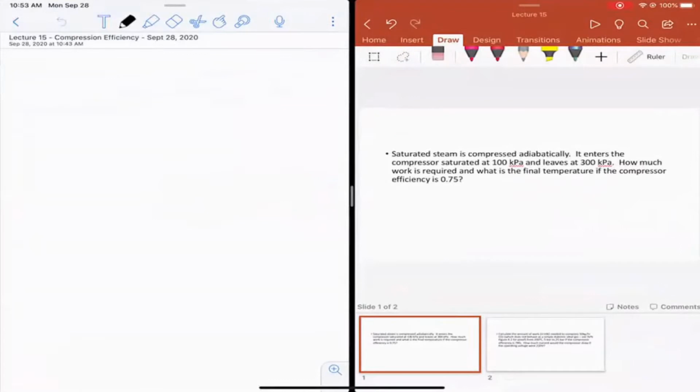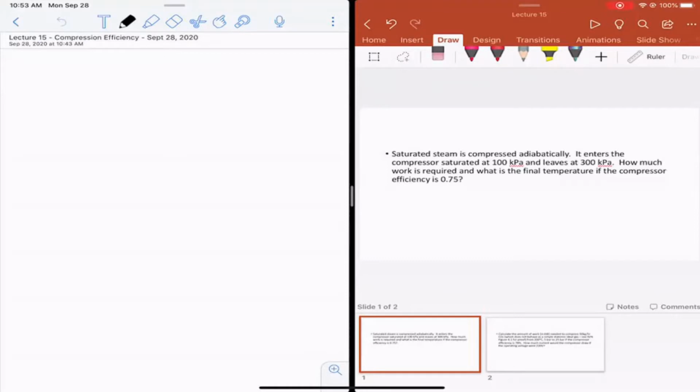what we're going to be working on. So the first example problem says that saturated steam is compressed adiabatically. It enters the compressor saturated at 100 kilopascals and leaves at 300 kilopascals. How much work is required, and what is the final temperature if the compressor efficiency is 0.75?